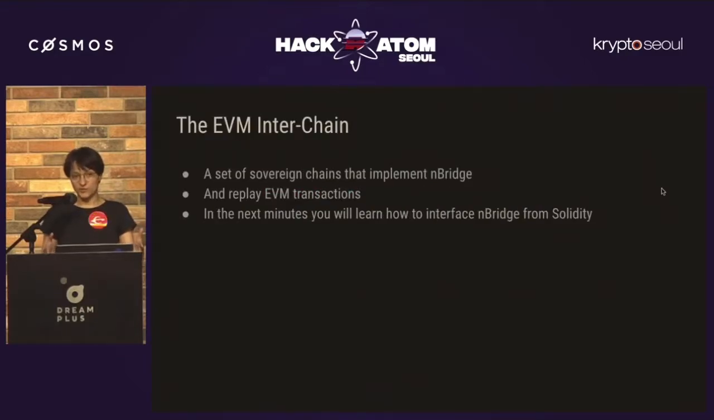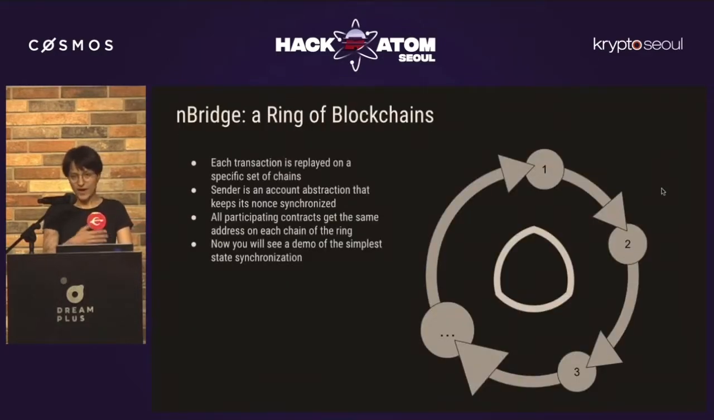The Evm Interchain. So this is a set of sovereign chains that implement Enbridge. So by Enbridge, you replay EVM transactions from one chain to another. And in the next minutes, you'll learn how you can interface with Enbridge from Solidity. Enbridge is a ring of blockchains. I already said that each transaction is replayed on a specific set of chains, and you can set that set of chains to whatever you want.